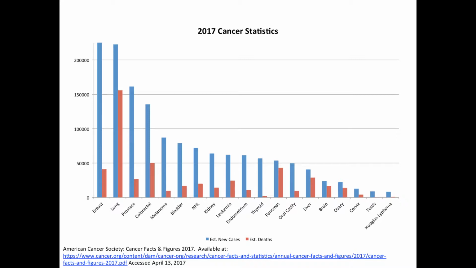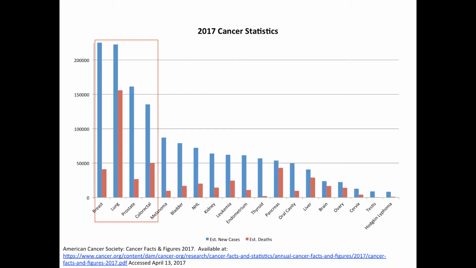If we look here, these are estimates for 2017. The blue bars are estimated new cases, and the red bars are estimated deaths. These are updated every year based on the last year's data, to estimate what will happen in the coming year. Breast cancer is estimated to have the most new cases at about 250,000, lung cancer a close second, followed by prostate and colorectal cancer. Those are the big 4, the 4 most common cancers diagnosed every year.